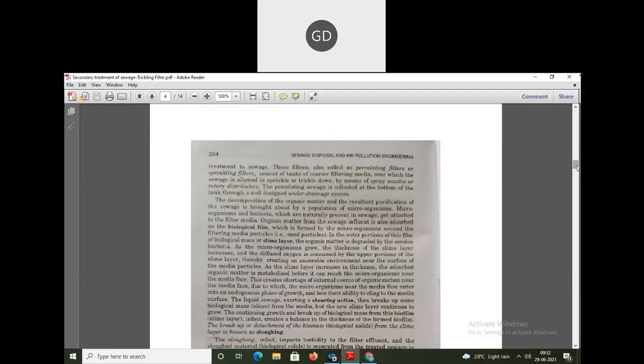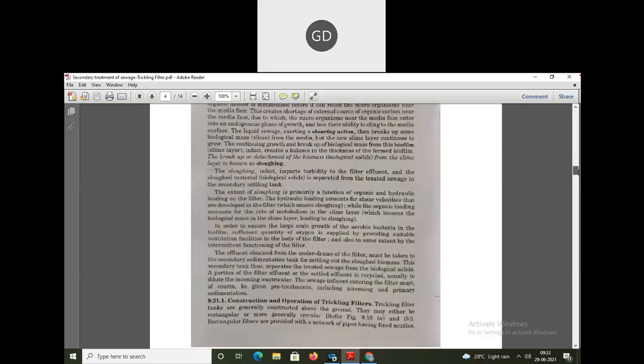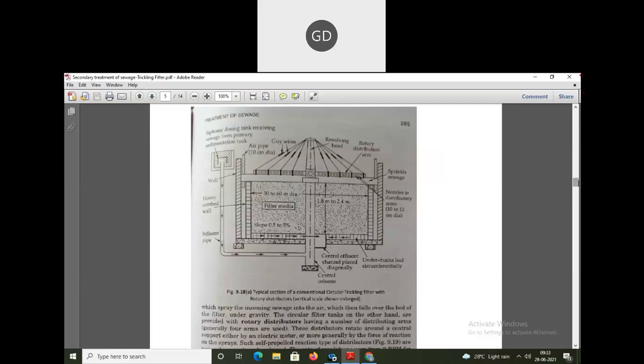These microorganisms are present in the sewage itself, and as a result of the trickling filter, they get attached to the filtering media. The organic matter from the sewage also gets absorbed by the biological film formed by these microorganisms. As discussed last class, as in contact filters also, a biological film is produced by these microorganisms. Okay, I just want to show you one section of a trickling filter.